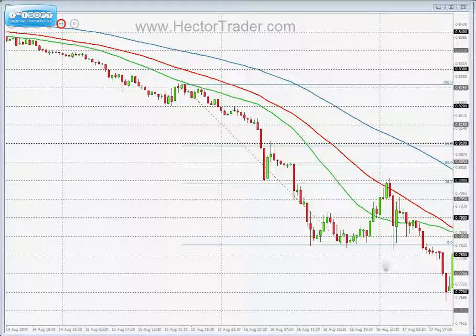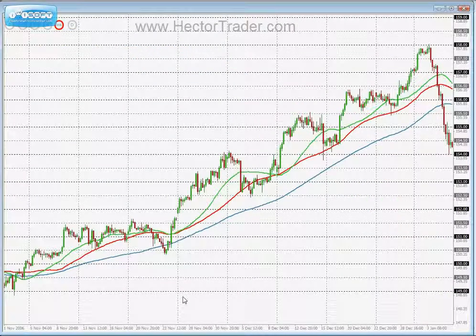Now I'm going to show you another example. In this case it is the euro against the JPY, on the 4 hours time frame. Euro against the JPY in the 4 hours time frame.